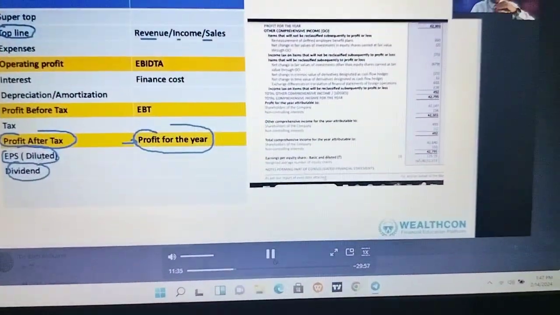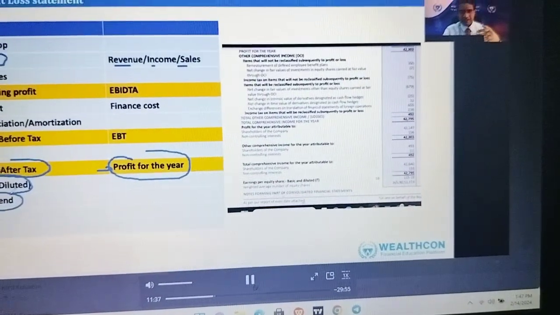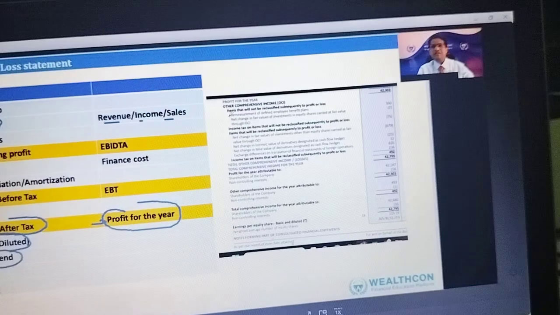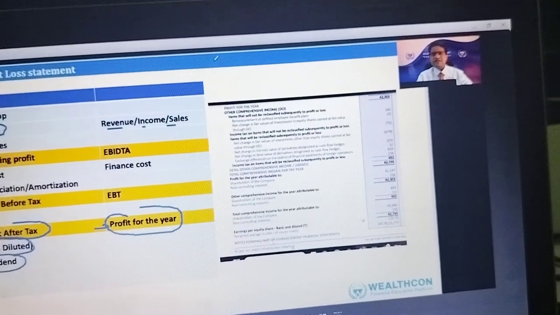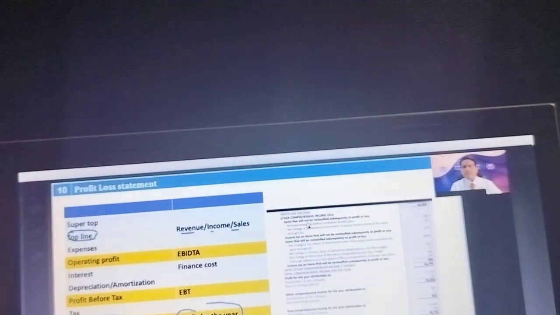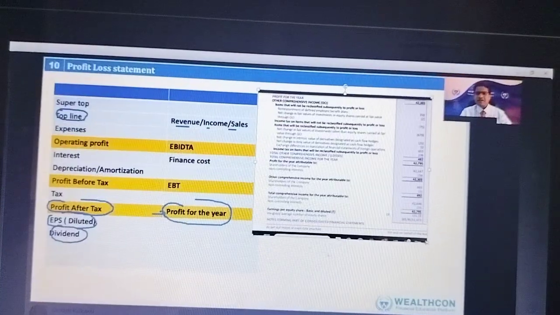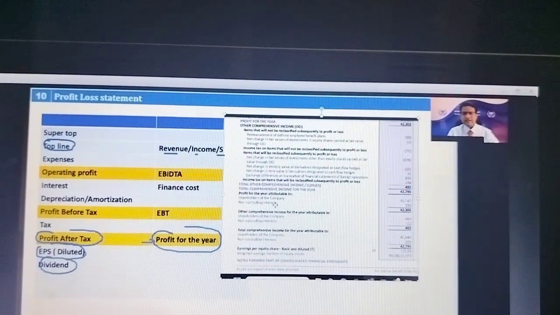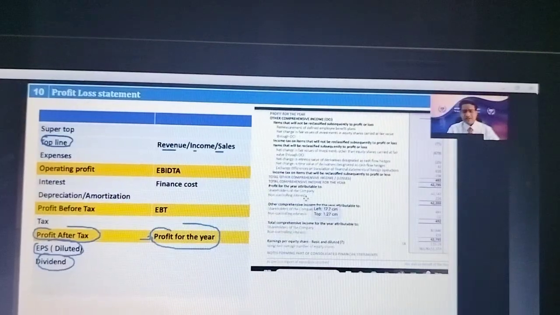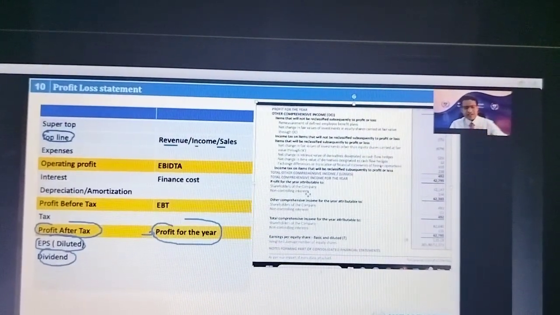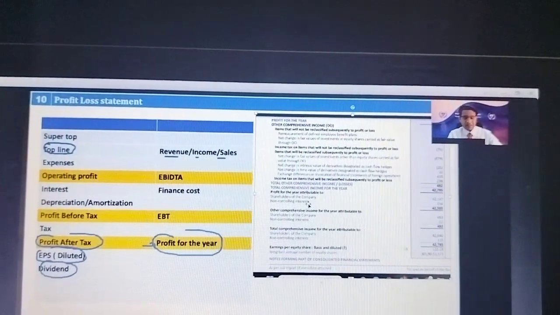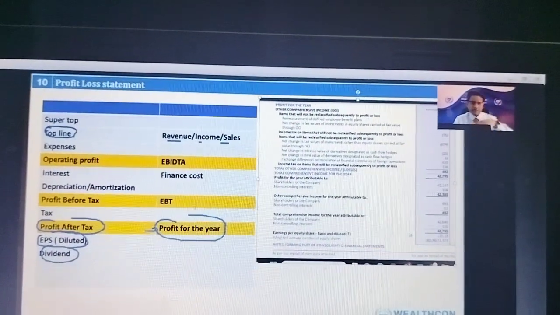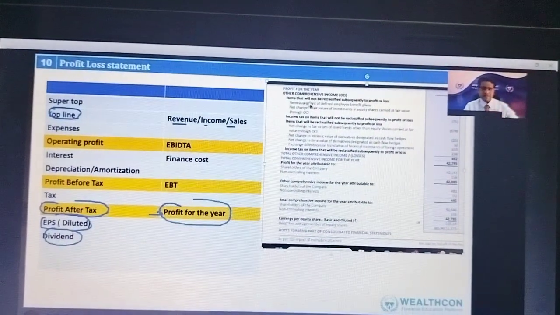If you have read the annual report yesterday, you might have seen another component below the profit for the year. In this example, I'll just zoom it out. There is something called other comprehensive income, and then total comprehensive income. That is not required at this point of time. Understand this framework first. Top line, bottom line, and the rest everything is the middle line.